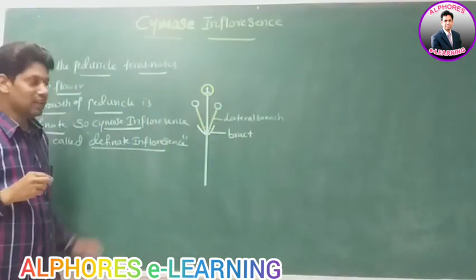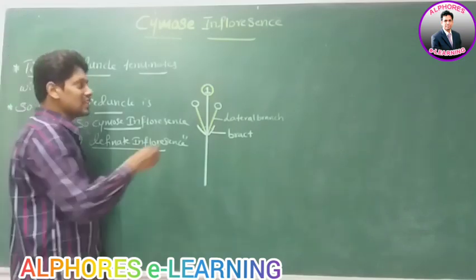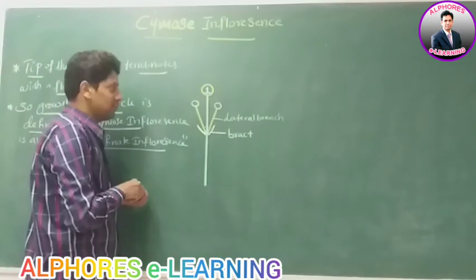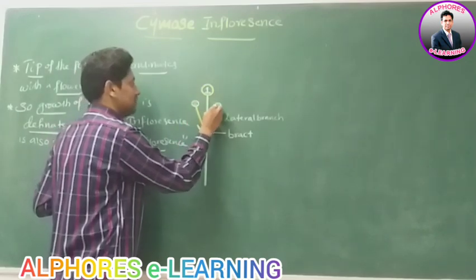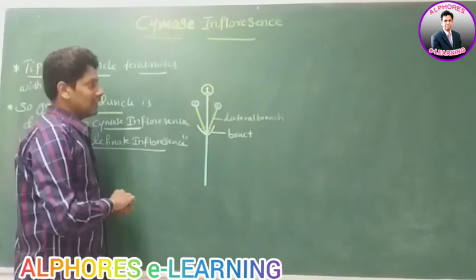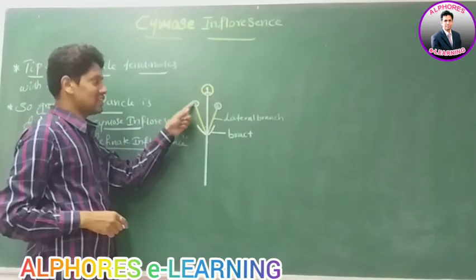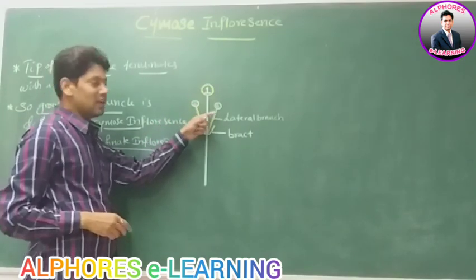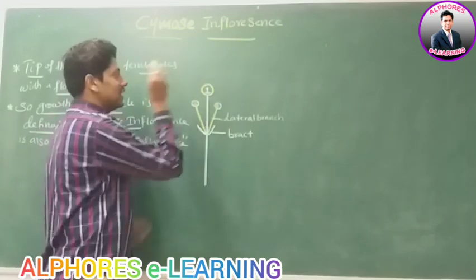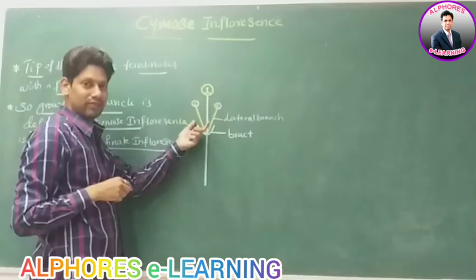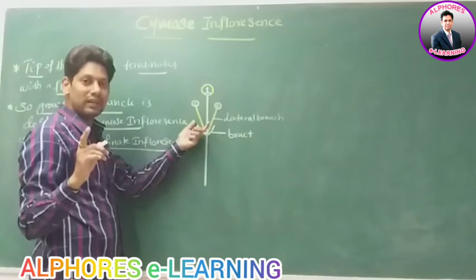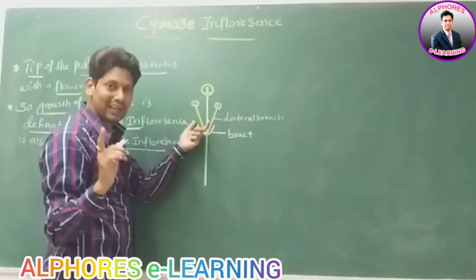Now see this diagram. This is the first formed flower, whereas these two are later formed flowers. This is the older flower, whereas these are younger flowers. It means the older flower is at the tip, whereas younger flowers are at the base. This arrangement is called basipetal manner.